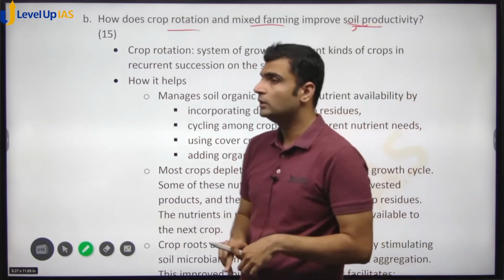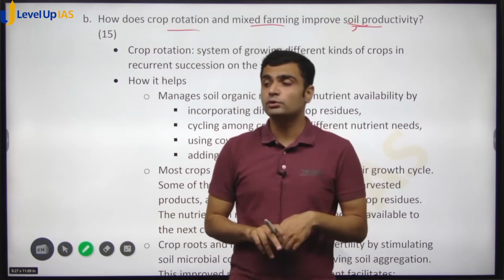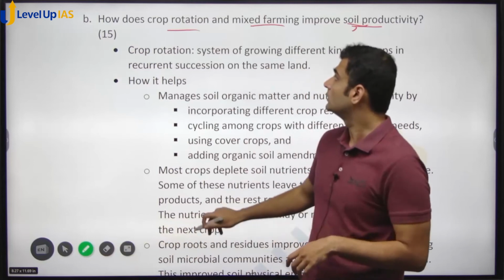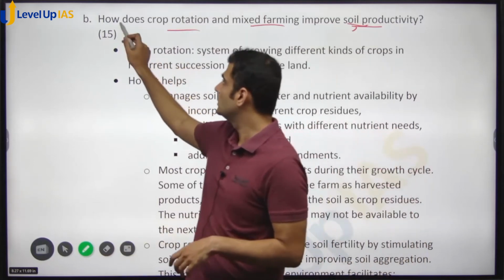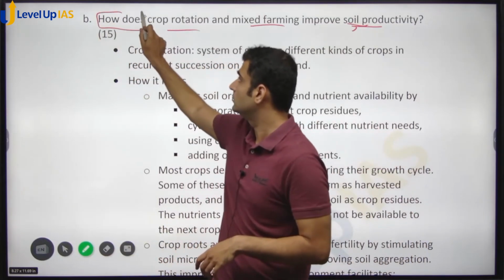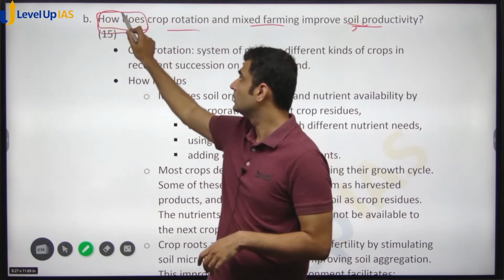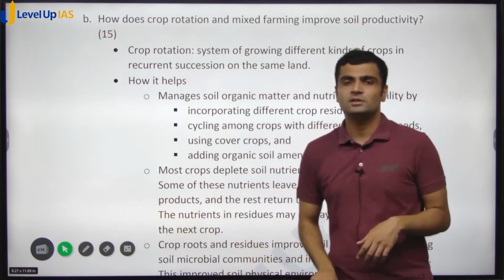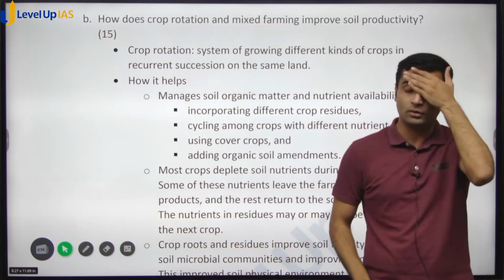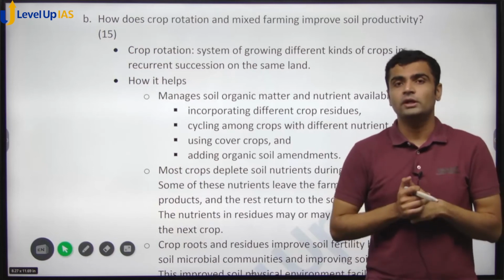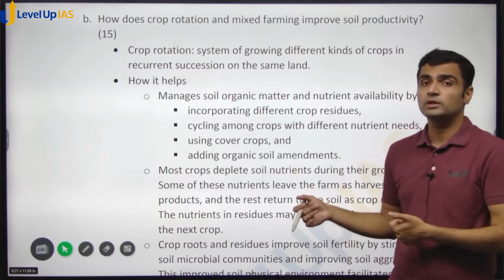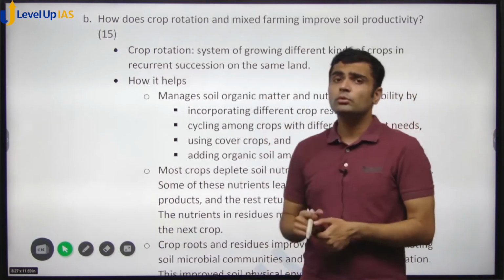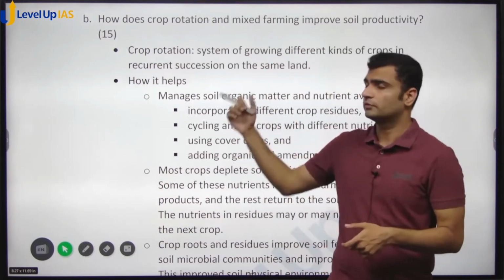So you have a lot of things to write, or rather you should, because this is a 15 marker question, and the question asks how does it happen. In GS or GK papers, you will just write one of the benefits of mixed or crop farming, that it will lead to a soil productivity increase, but here you have to explain how that will happen. Now let's come to the first part of it.